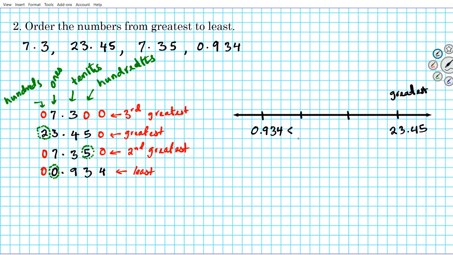0.934 is smaller than the next one, starting from the least, right? So the least, we're going to go to the third greatest, 7.3. And that one is smaller than the second greatest, 7.35. Alright, so you see this is the least right here.